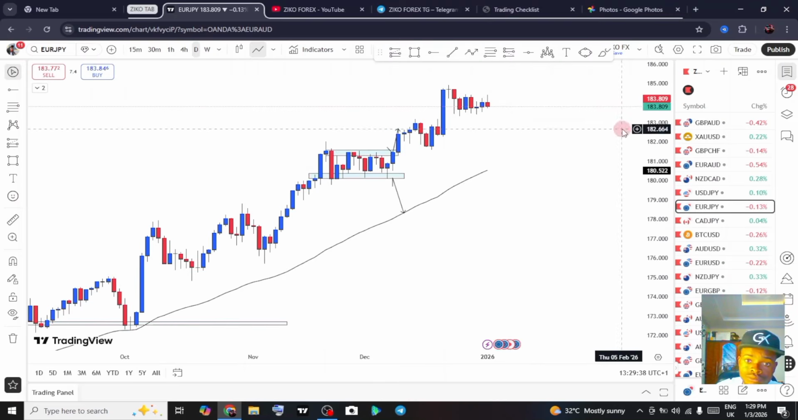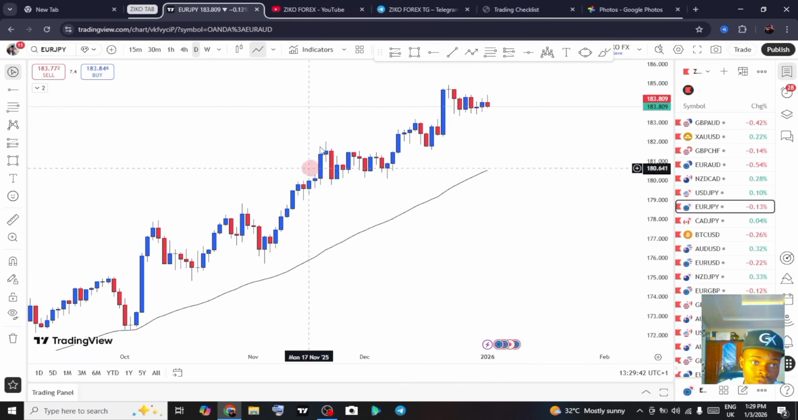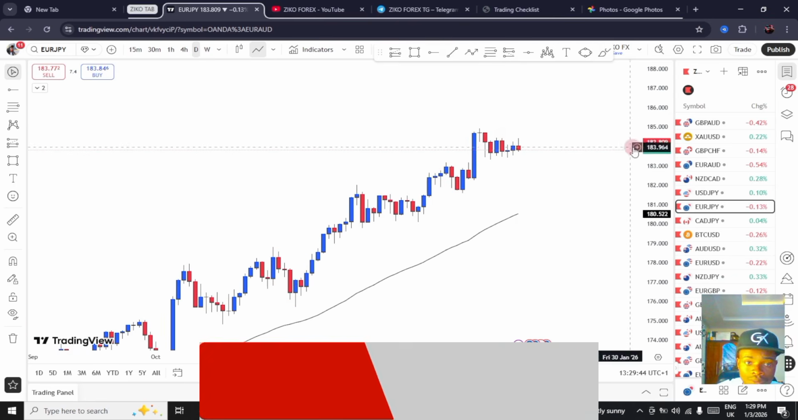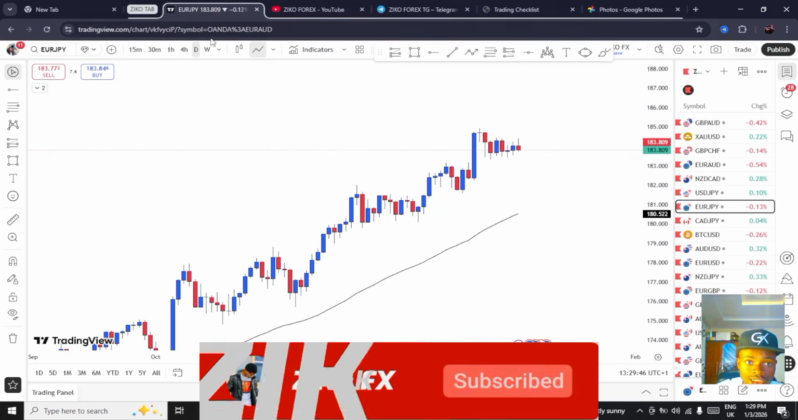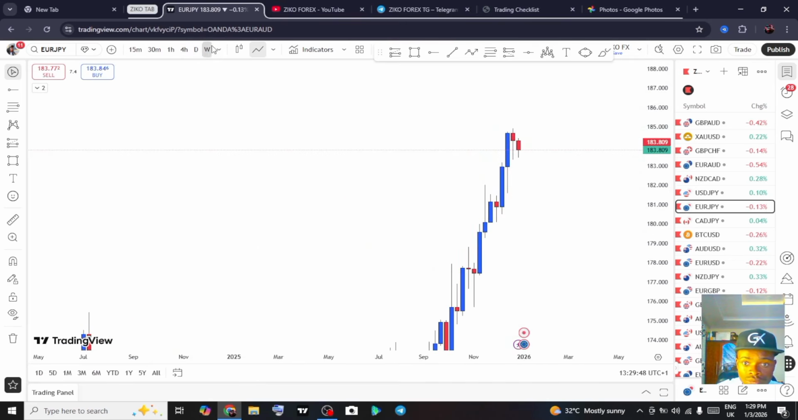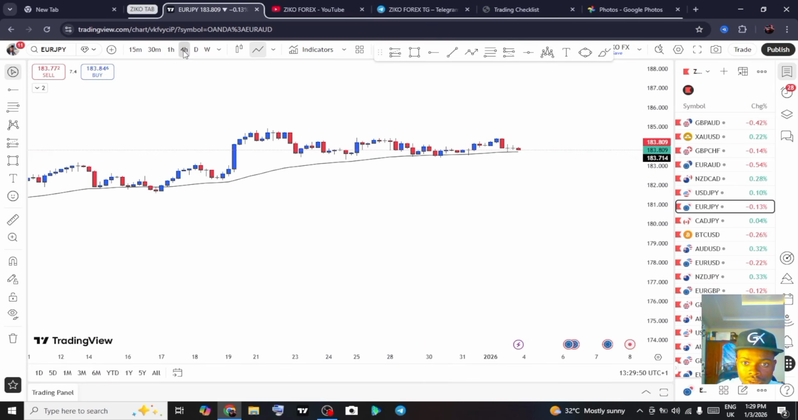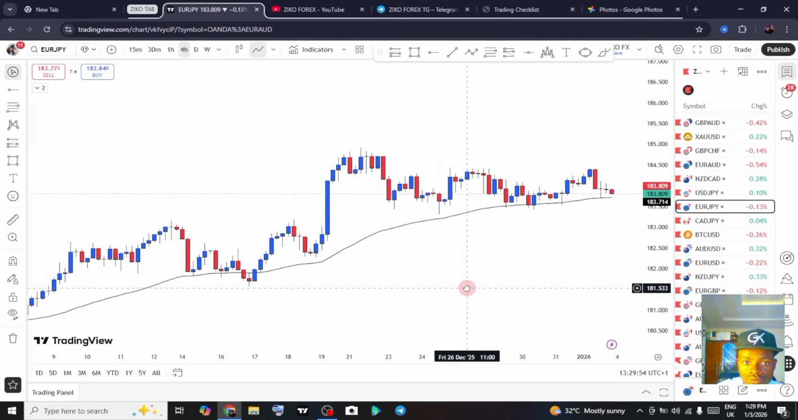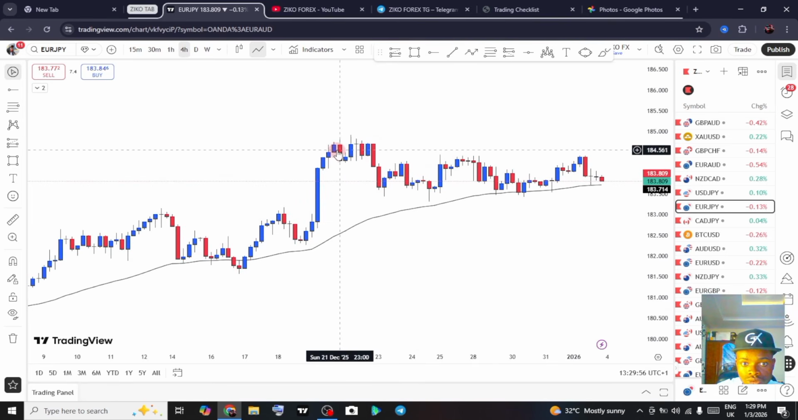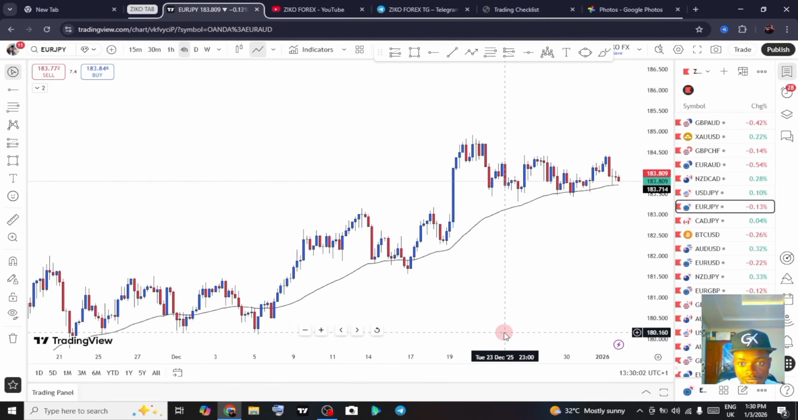All right, so next pair, Euro JPY. Daily is bullish, weekly is also bullish, and the 4 hour time frame is also bullish, right? So we need an area to buy from.